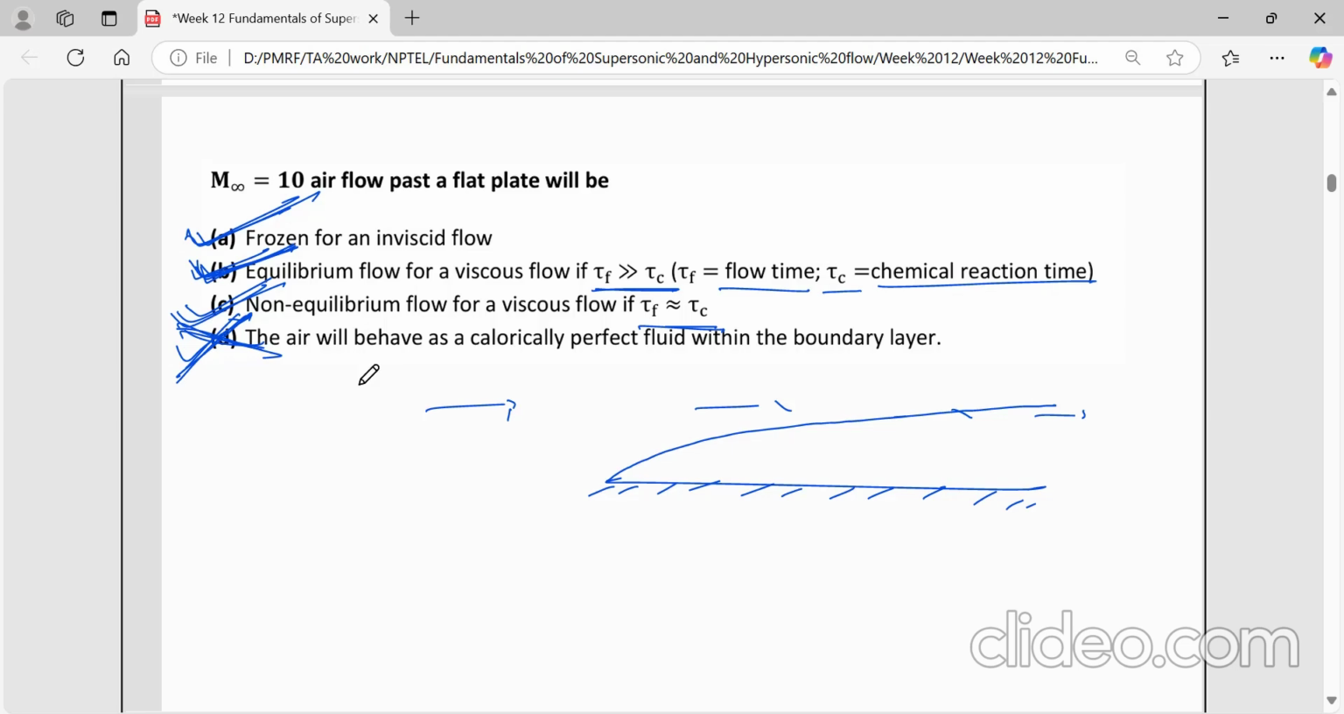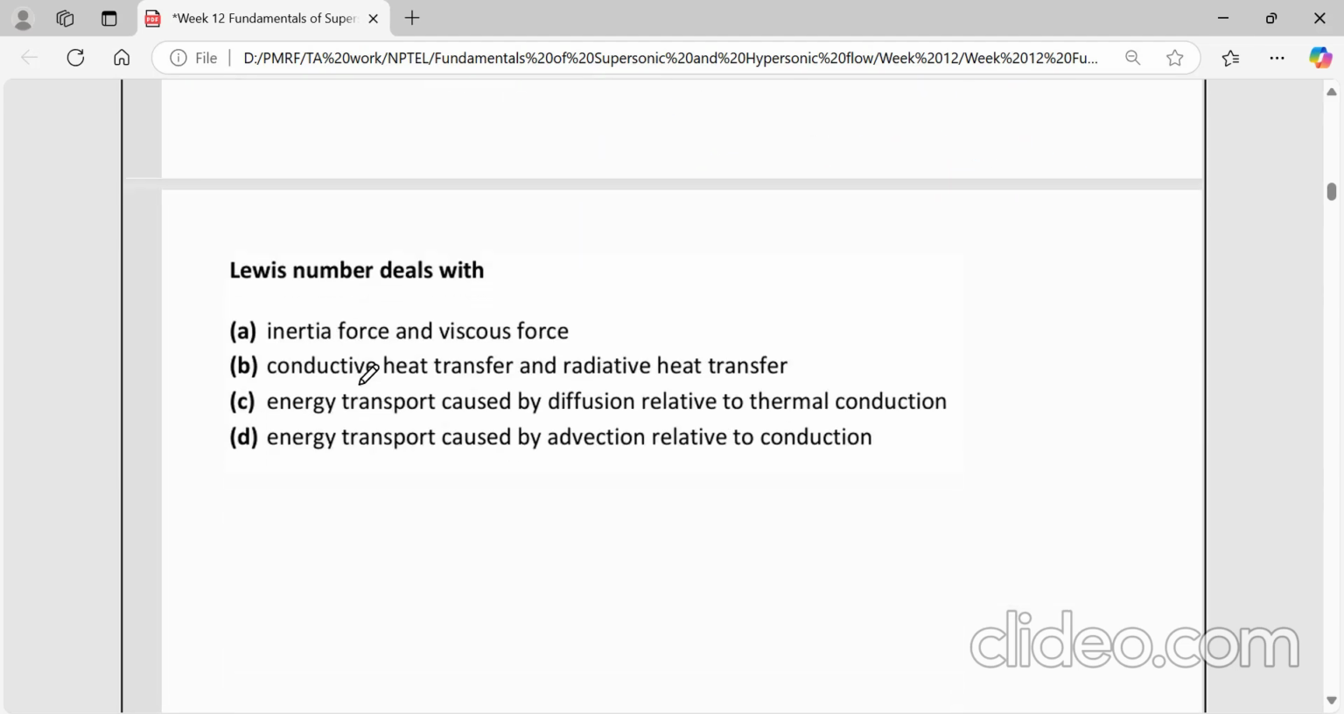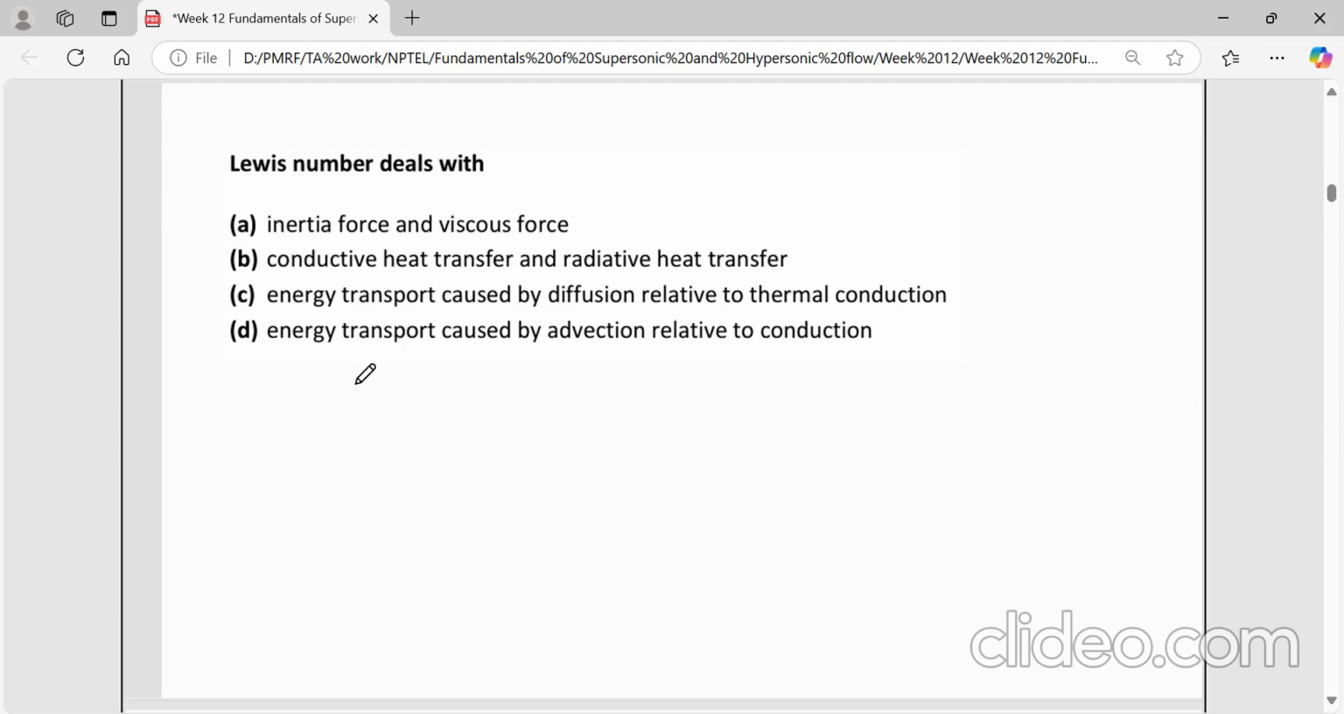Now we'll see the next problem. Lewis number deals with: option A, inertia force and viscous force; option B, conductive heat transfer and radiative heat transfer; option C, energy transport caused by diffusion relative to thermal conduction; option D, energy transport caused by advection relative to conduction. What will be the correct answer?